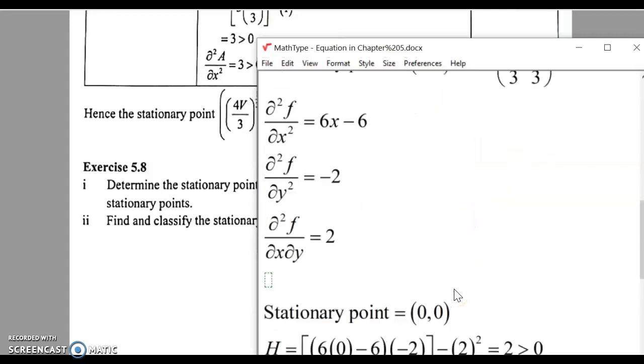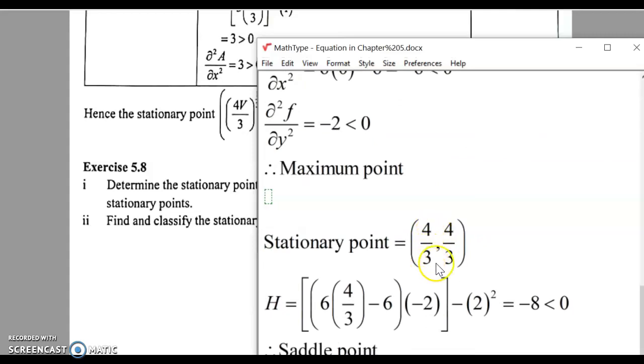Now let's look at the second point, which is 4/3 and 4/3. So substitute it into our formula, Hessian function, and we get -8, which is less than 0. So because it is already less than 0, we don't need to refer to the other second derivatives, right? We can just come to the conclusion that the location is at a saddle point. It is being considered as a saddle point.